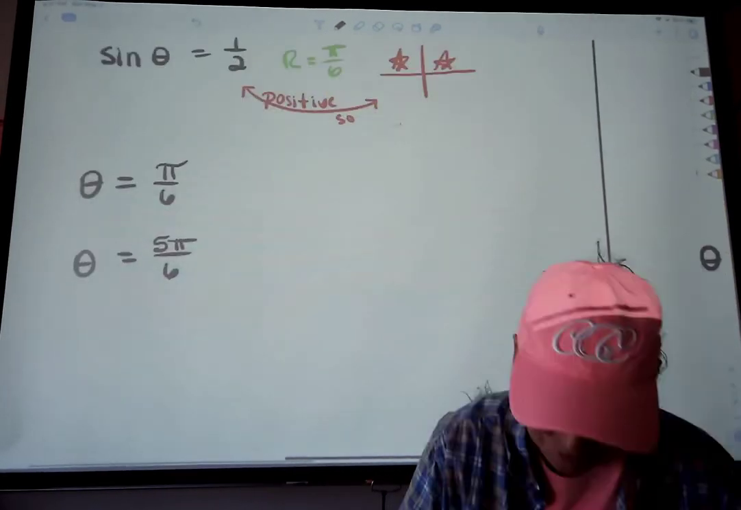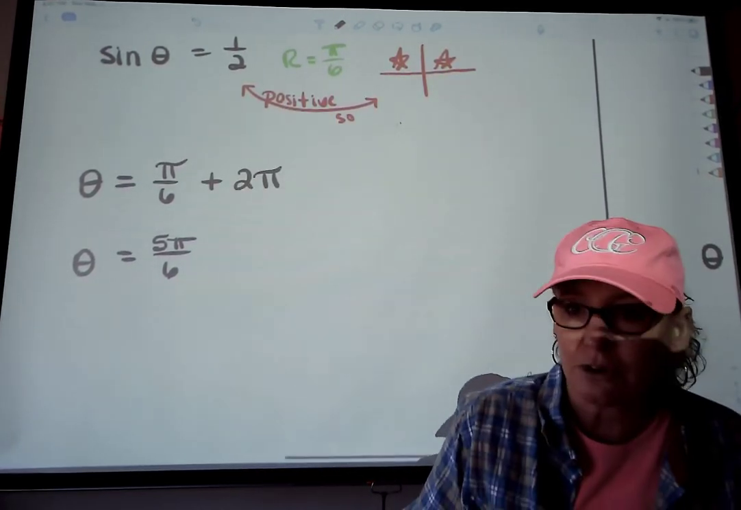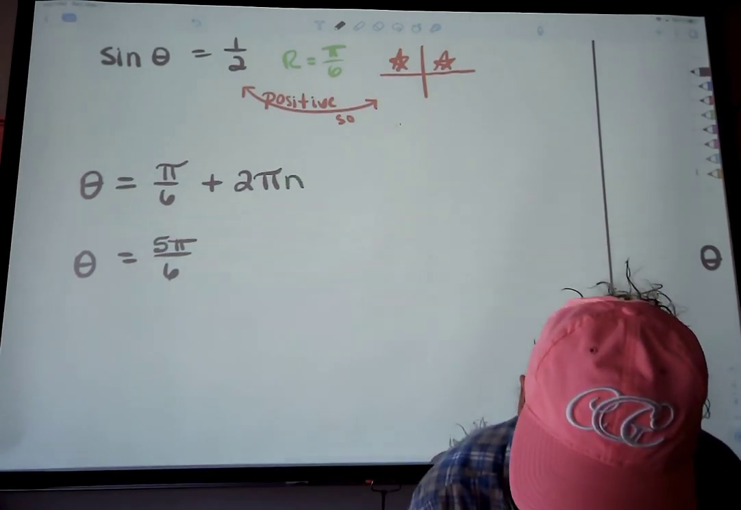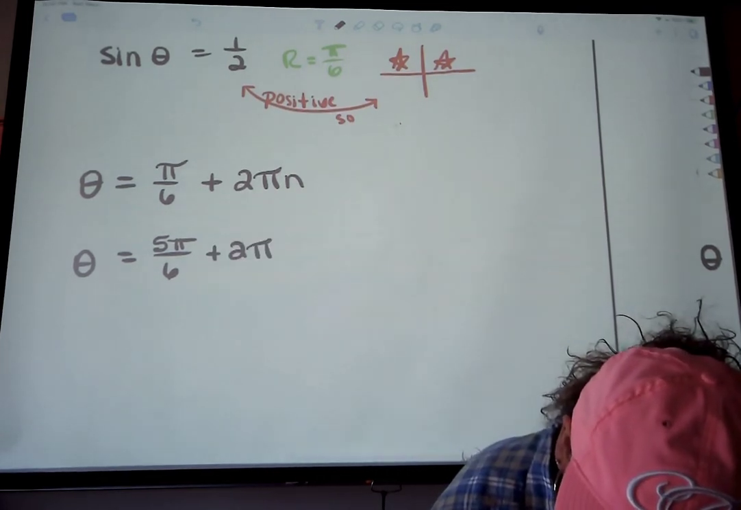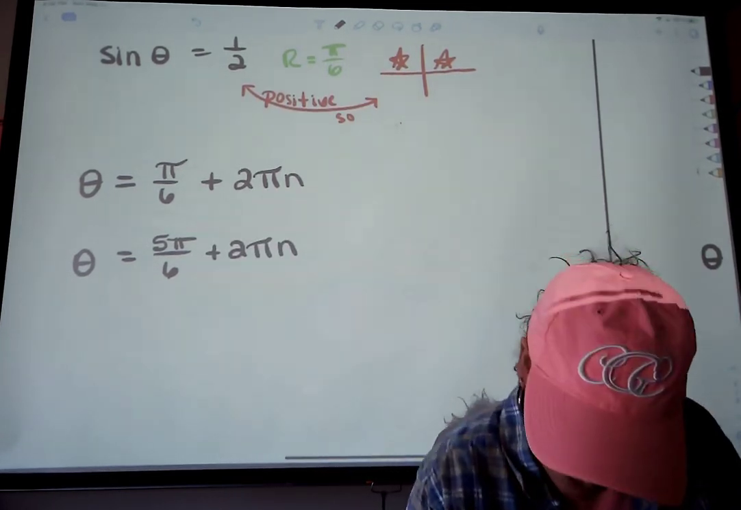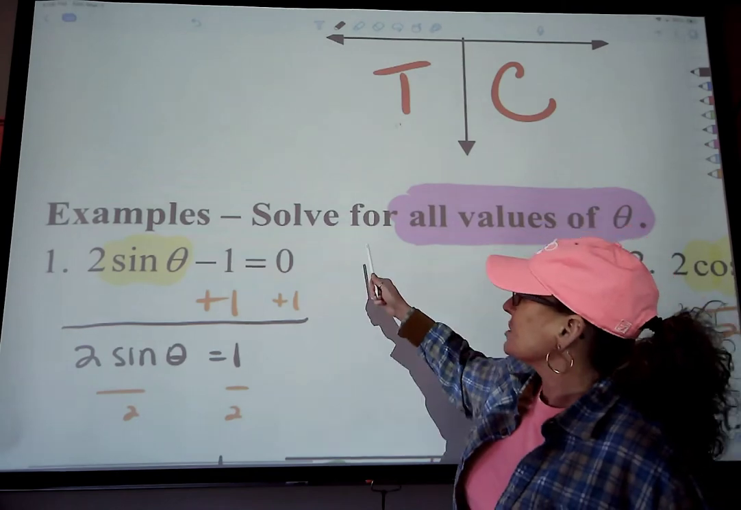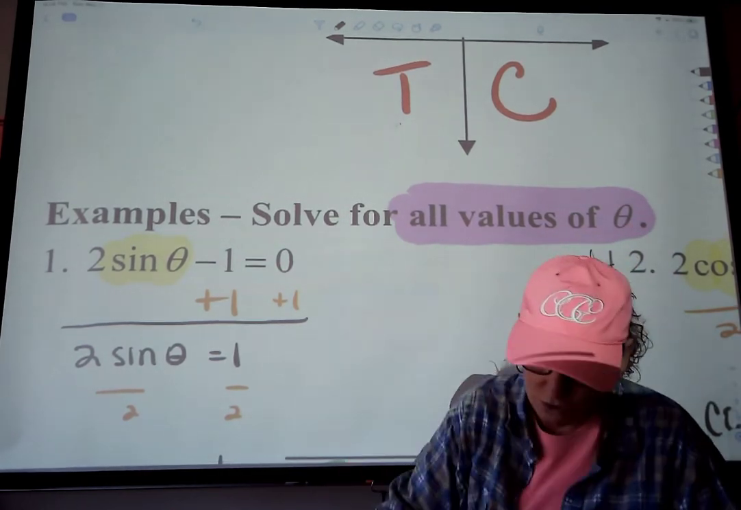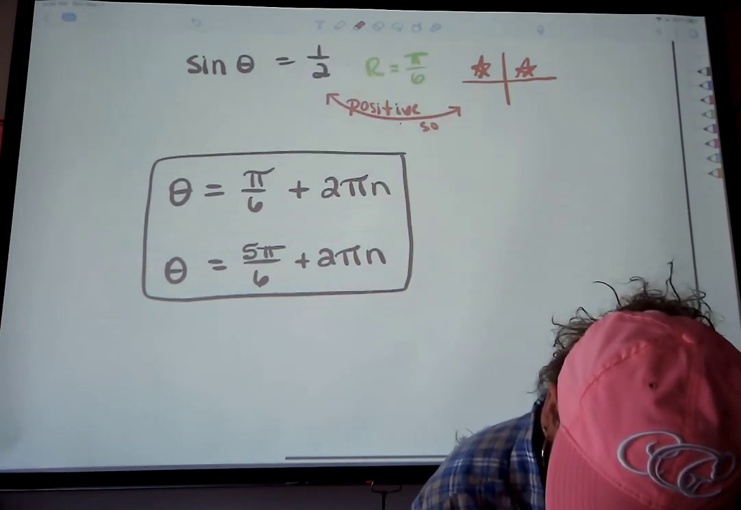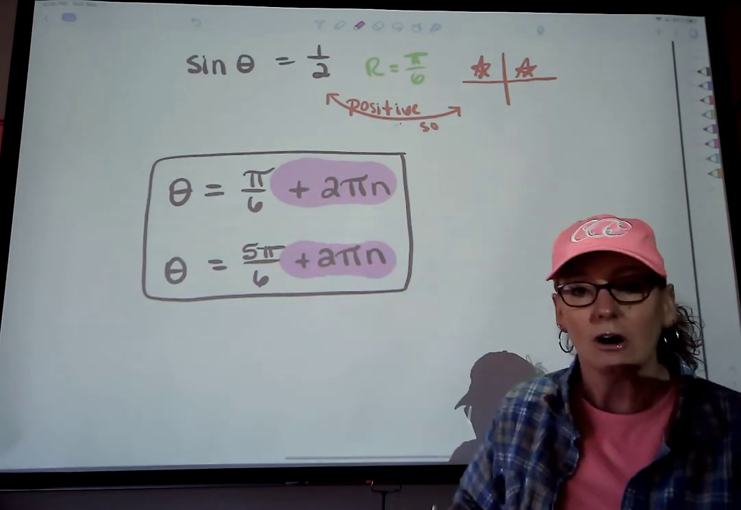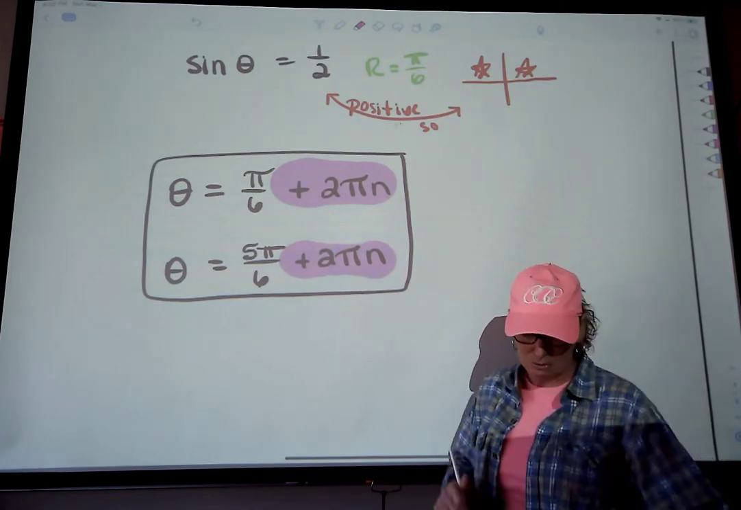Here's how we say that. We say pi over 6 plus another revolution n times. That's our answer. So you need to make sure that whenever your directions say solve for all values, you put plus 2 pi n on each of your angle answers. And another revolution, and another revolution, and another, that's what it means.